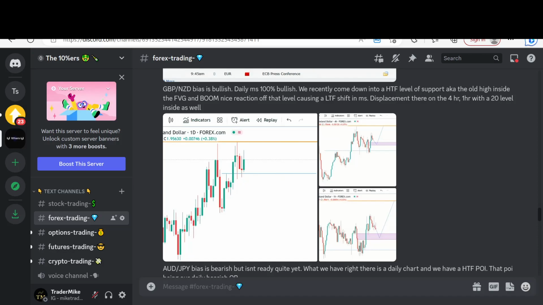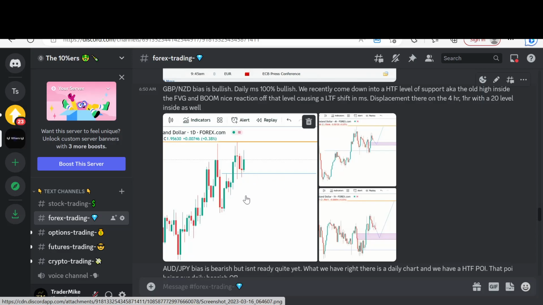So right here we have a chart of GBP/CAD that I posted. And you can see I said GBP/CAD, bias is bullish. Daily market structure, that's what MS stands for. Daily market structure, 100% bullish. We recently came down into a higher time frame level of support, aka the old high inside of the fair value gap, and boom, nice reaction off that level, causing a lower time frame, that's what LTF stands for, lower time frame shift in market structure. Displacement there on the 4-hour, 1 hour with a 20 level inside as well. So we're going to break all this down in detail.